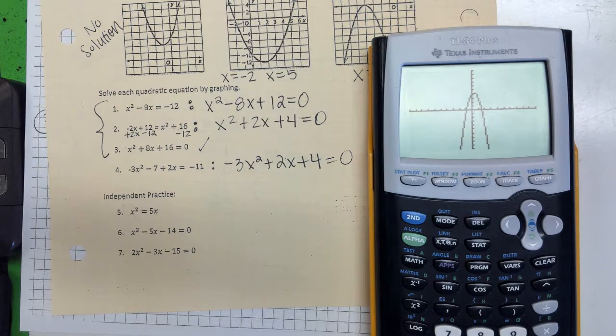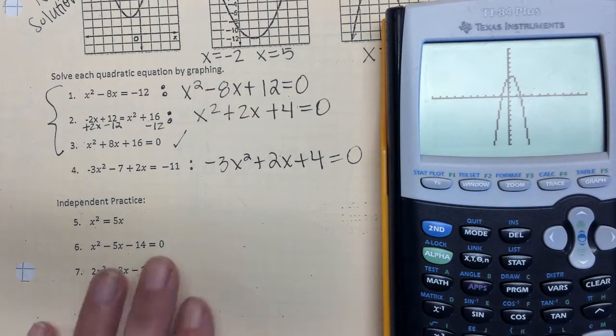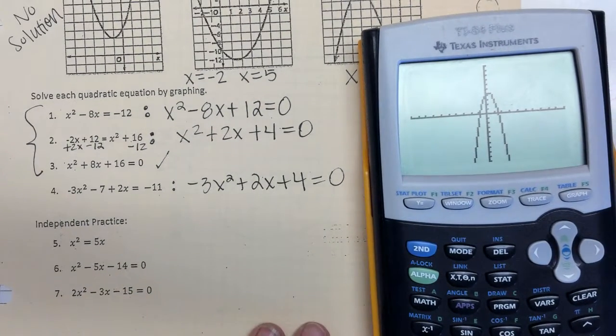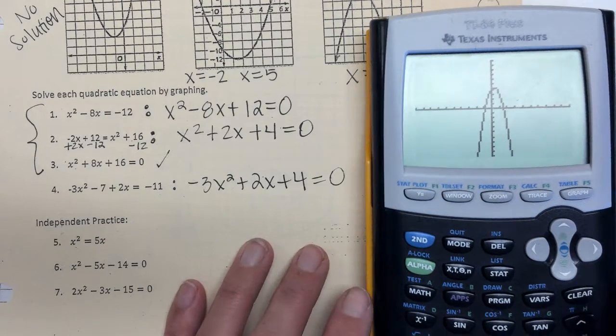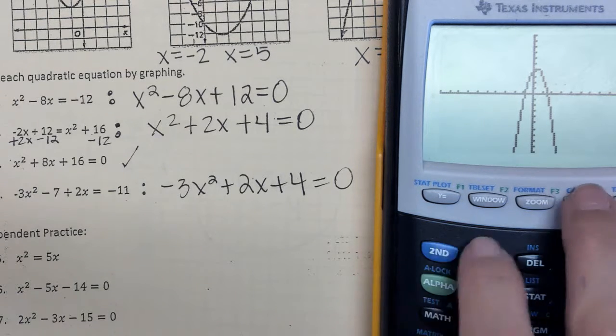Okay, I need a pointer. Somebody to point. Alright, Nicole, come on up. Point to me where one of my solutions will be. How do you know that? Because y equals 0. Good. It's an x-intercept, right? Do y'all remember what to hit? Second trace. Good.